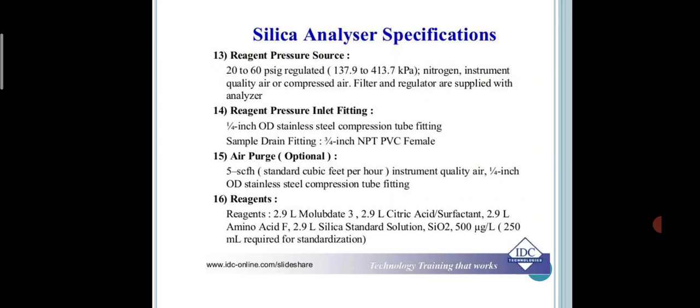Reagents: 2.9 L molybdate 3, 2.9 liter citric acid, and 2.9 liter amino acid F, and 2.9 L silica standard solution. SiO2 means what? This is silicon oxide, and 50 micrograms per liter, 250 ml required for standardization. These are the reagents we are using in the silica analyzers.